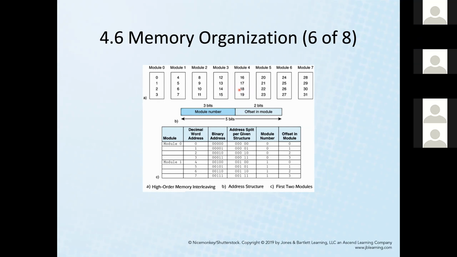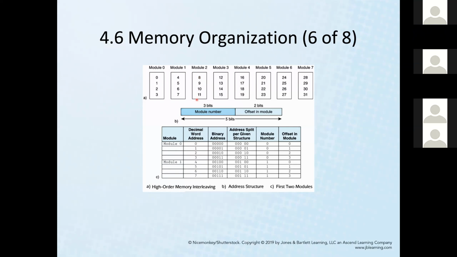And this one is for high order memory interleaving. One thing that we should notice is that the neighboring addresses, the adjacent addresses, are located in the same module. So if we want to access addresses 8, 9, 10 at the same time, because all of them are in module 2, it will take 3 clock cycles, because we have to access address 8, then address 9, and then address 10, okay? Because all of them are in the same module.